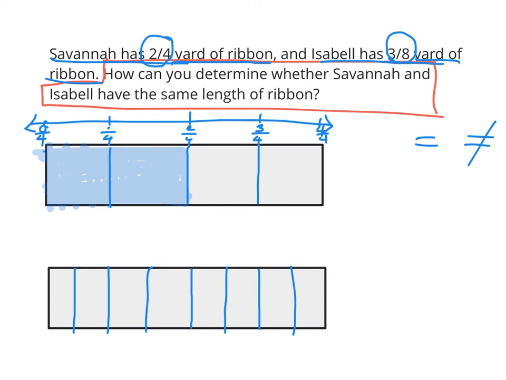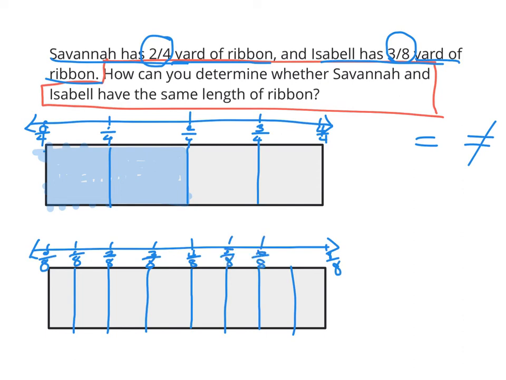Let's do the same as we did above, and let's go ahead and label it with a line. So we know that this obviously is 0/8, and all the way to the end would be 8/8. So now we have 1/8, 2/8, 3/8, 4/8, 5/8, 6/8, 7/8, and finally the entire piece would be 8/8.